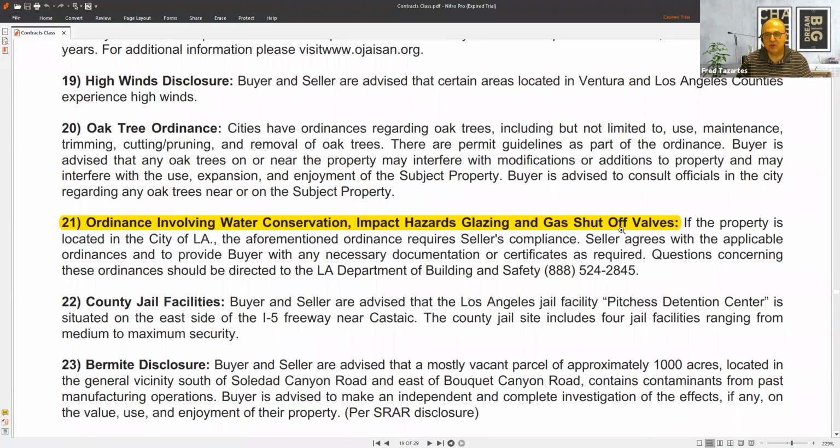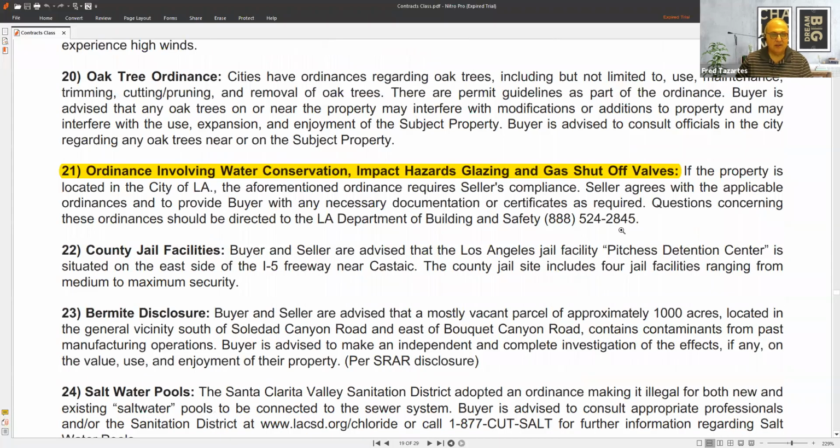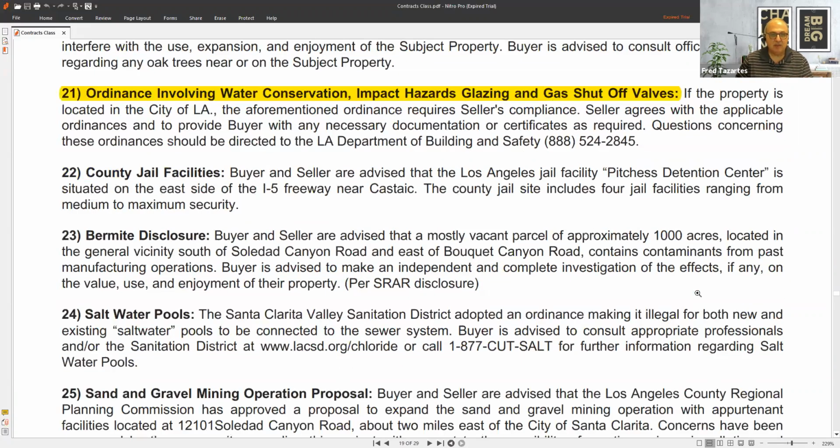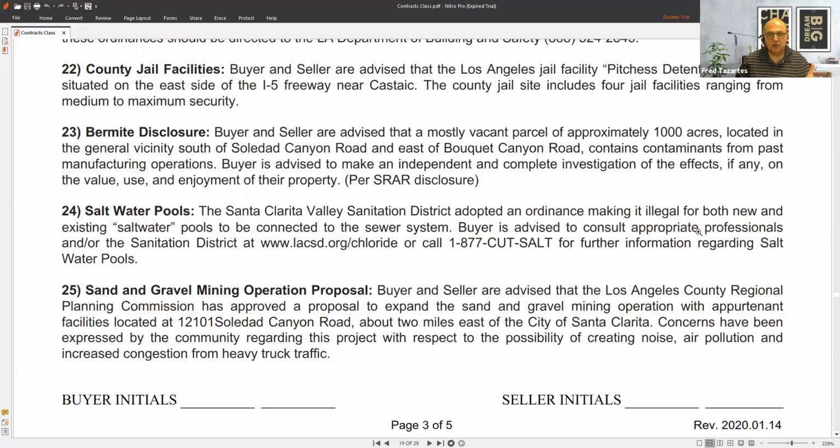Gas shutoff valves are required in LA City. They're not required in Santa Clarita or other areas yet, but that's going to be changing. We have county jail facilities on Pitchess. The Termite disclosure, that was the land I was talking about out here that they're still trying to clean up. Saltwater pools are no longer allowed in Santa Clarita. Saltwater softeners are no longer allowed either.